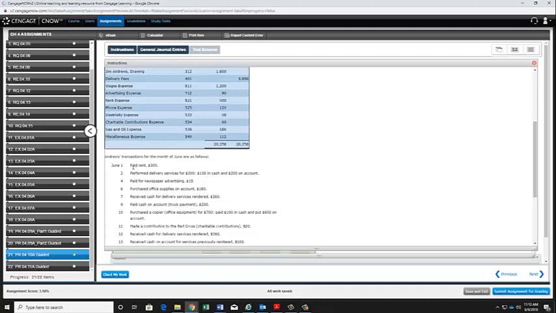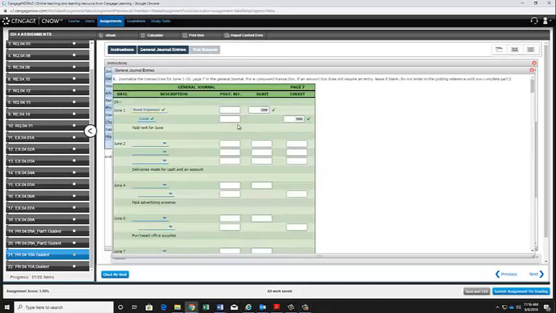So the first one is we paid rent for $300. So we'll go over to our general journal and enter that transaction. I've already got it entered. I entered the date and the debit account. We're going to increase rent expense by $300 and then decrease cash with a credit of $300.